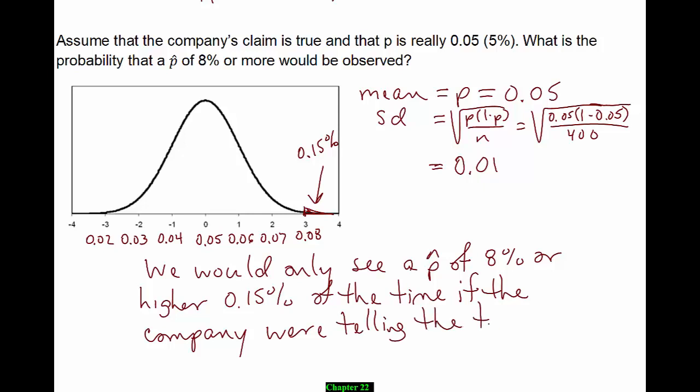So what does this mean? This means that we saw a really rare result if the company was telling the truth. We couldn't expect to see a P hat of 8% or higher very often if the company's claim was true. So, since we saw a really rare P hat under the company's claim of being true, we're starting to think that maybe the company isn't telling the truth.